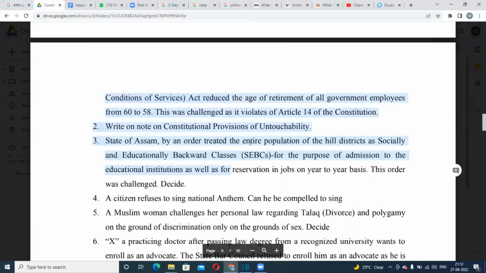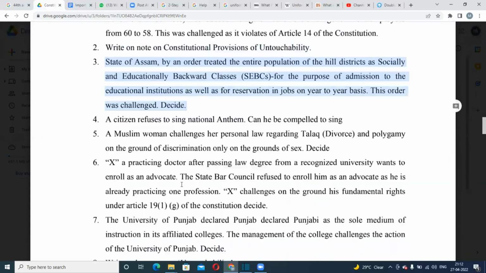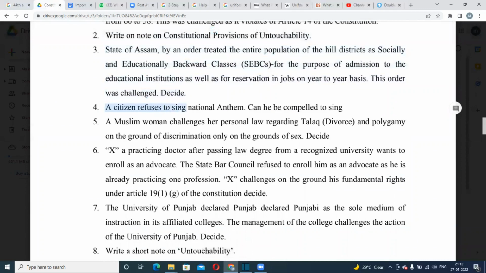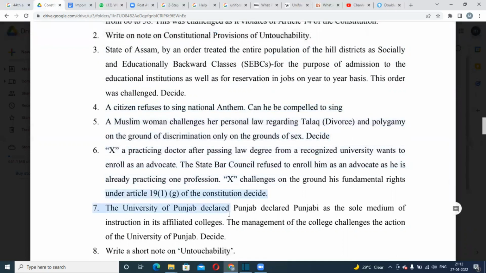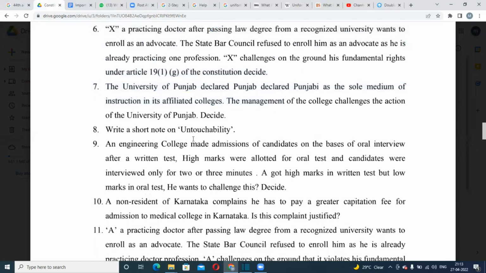This is based on a situation. Then we have constitutional provisions on untouchability. One more situation-based question. Then we have: can a citizen refuse to sing the national anthem? Can he be compelled to sing? We also have the very famous National Anthem case that you can refer to here. Then one more situation-based question, another one, and another one. After that, we have a short note on untouchability.